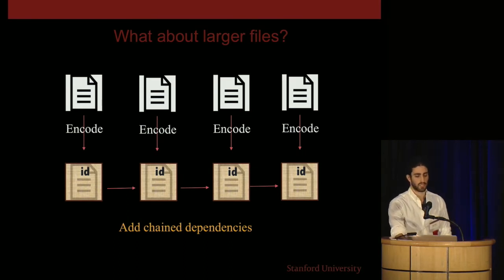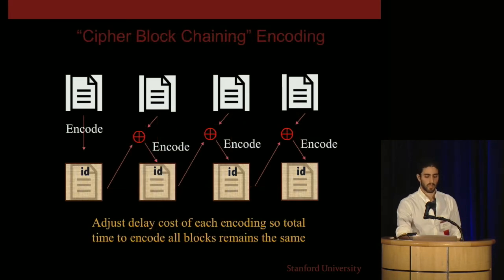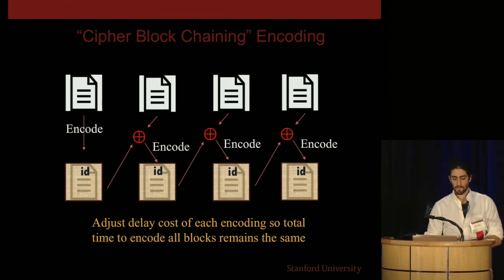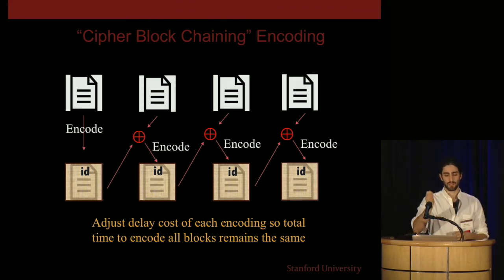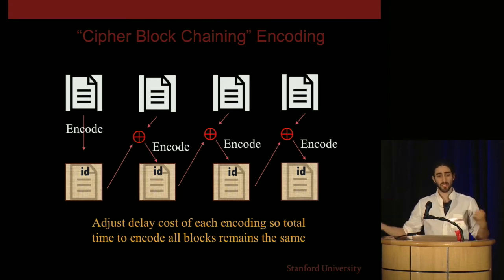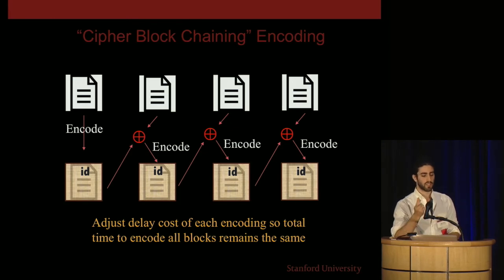So the concept we're going to explore is to add chained dependencies between the encodings of each of these separate blocks. Let me propose another straw man idea. What if we used some kind of cipher block chaining encoding, similar to CBC encryption? We would apply the encoding to the first block to derive that encoding. Then we would XOR that with the second plain text block and derive the encoding of that one, and so on and so forth until we derive some kind of encoding of the entire set of blocks. And now, because this is a sequential process, we could adjust the delay cost of each encoding so that the total time to encode all the blocks remains the same.